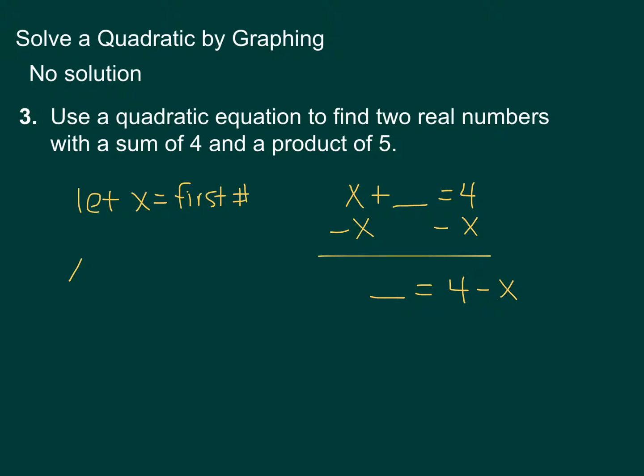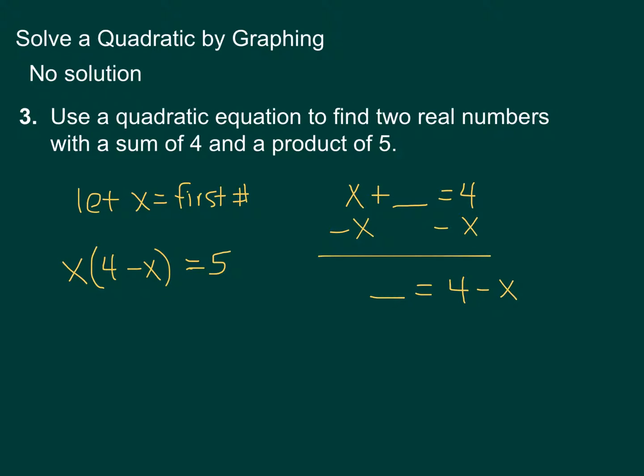So I know that x times that other number, which is 4 minus x, if they're multiplied together, so now you can see I have the relationship between the two numbers. We have x, and then if you take away x from 4, that'll be your other number because these two add to give you 4, but they also multiply to give you 5. So that is our equation. We just have to put it in standard form.